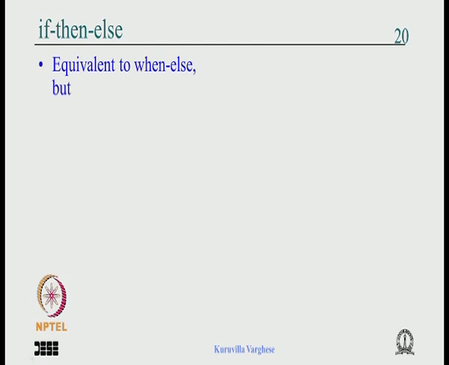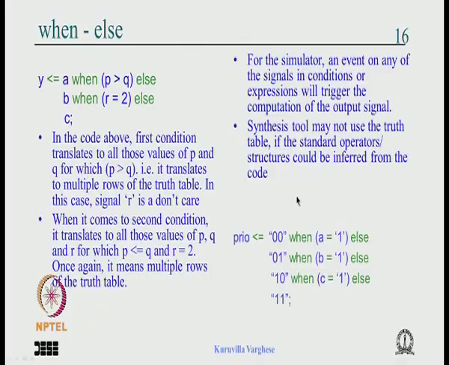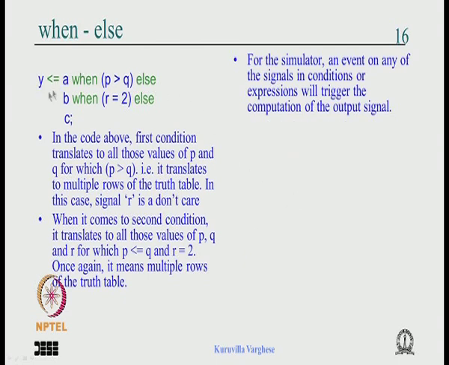Now I said it is equivalent to when else, so the question is, if it is just equivalent to when else, what is the big deal, why do you have to write a process and put this inside the process? Can you think of a reason how if then is different from when else? You look at the when else statement from earlier, here this is the when else. An output is specified under some condition exactly like if then. So what could be the difference between when else and if then? Think for a while.